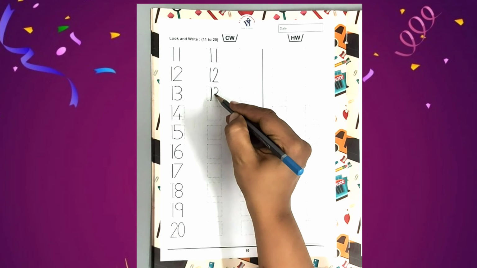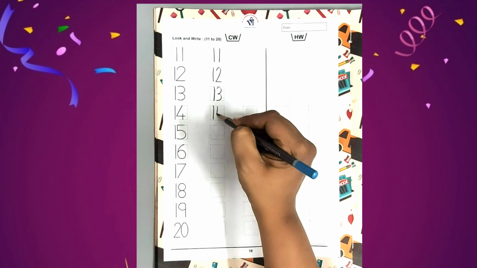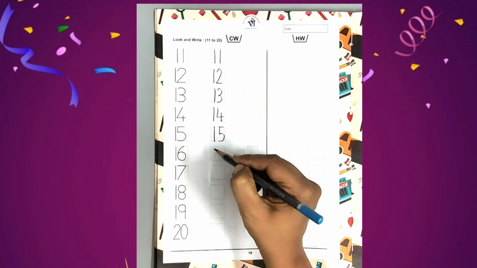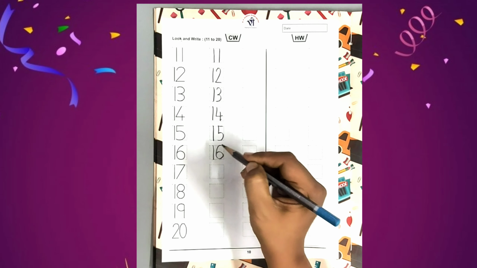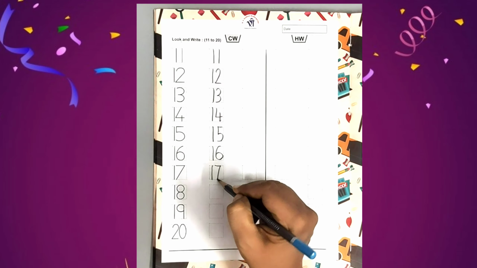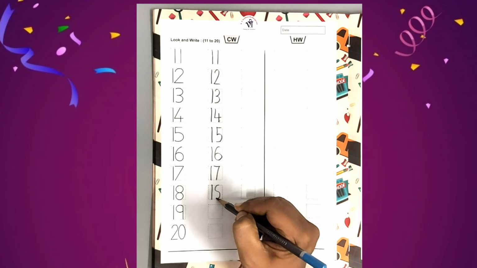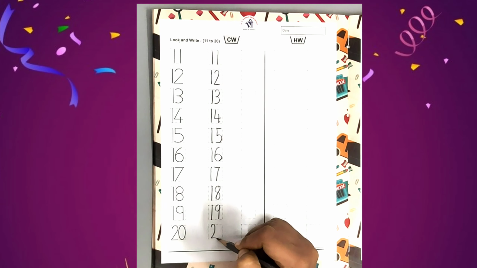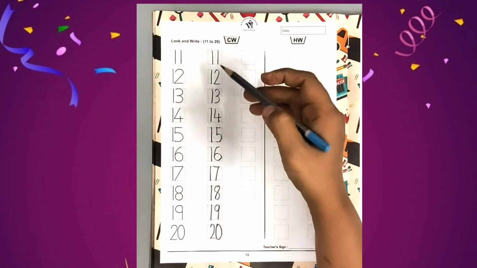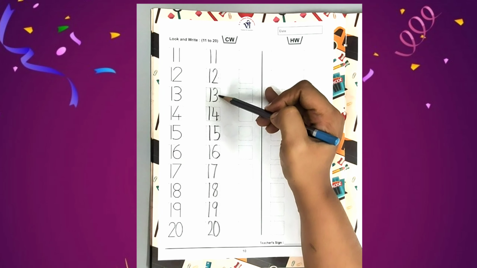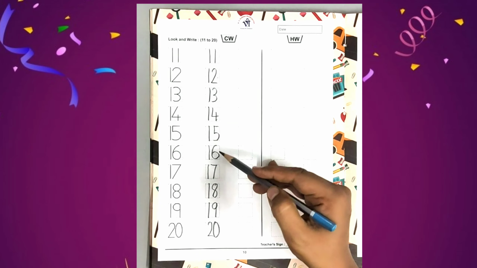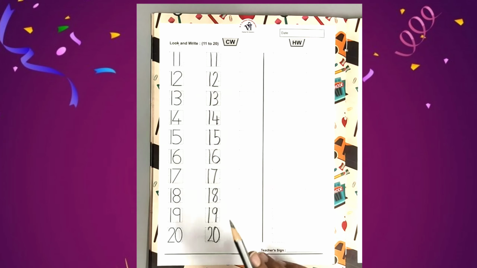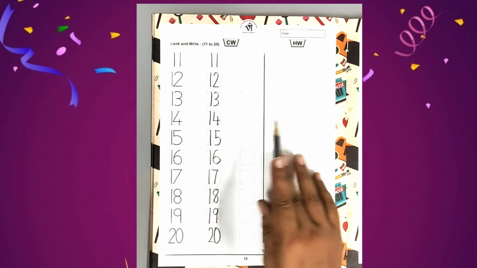12. 1, 3, 13. 1, 4, 14. 1, 5, 15. 1, 6, 16. 1, 7, 17. 1, 8, 18. 1, 9, 19. 2, 0, 20. Now 11, 12, 13, 14, 15, 16, 17, 18, 19, 20. This way you have to complete the next 3 lines.